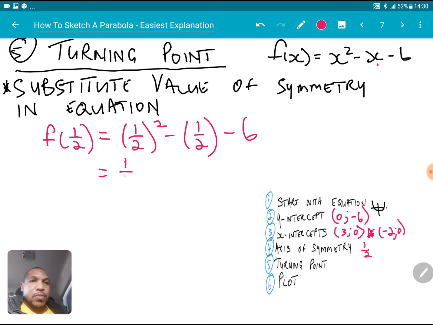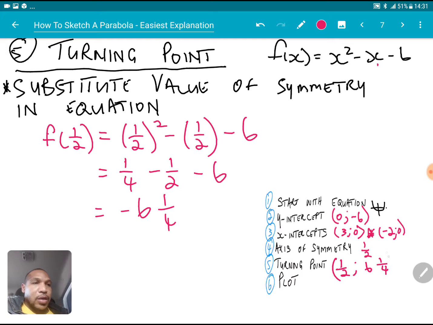That will be 1/4 minus a half minus 6, and then my answer would be -6 and 1/4, and that is my y value for my turning point. So my x value for my turning point would be a half, which is my axis of symmetry, and my y value will be -6 1/4. All of these values that I worked out are points that I'm going to plot on my Cartesian plane, and that is point number 6.